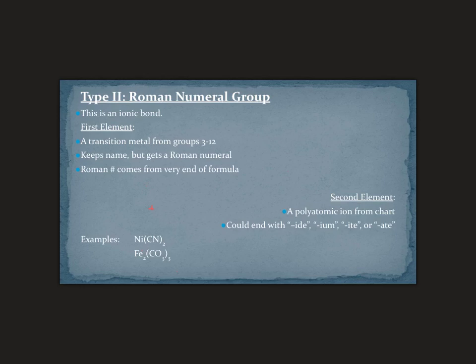So now let's look at the second example. We have Fe, which everybody should know is iron, and then CO3, which is a polyatomic ion called carbonate. So I'm going to go ahead and write down the name of the iron, and then carbonate.